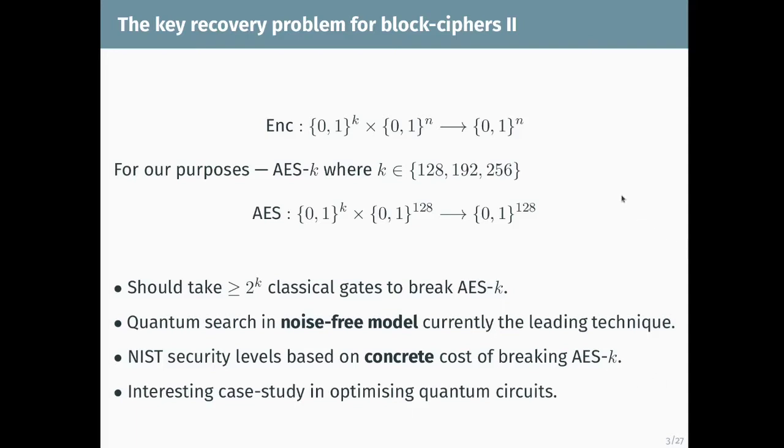Looking at AES in particular, k is either 128 bits, 192 bits, or 256 bits, and the message block is always going to be of size 128 bits. We're going to be looking at attacks in the noise-free model of quantum computation, as Grover's algorithm in that model is currently the leading technique, and we're looking at it for two reasons. One is that the NIST security levels in the post-quantum standardization competition are currently based on the concrete cost of breaking AES, and two, it's an interesting case study in how we can optimize quantum circuits and algorithms.